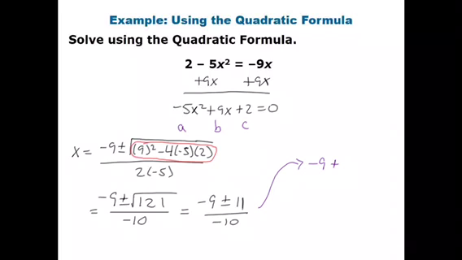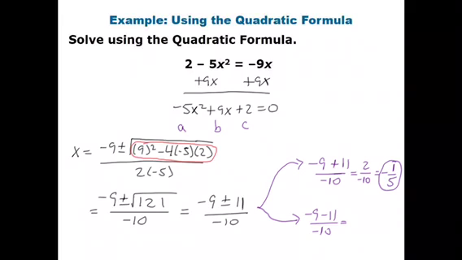Now I'll break it apart into my two equations. Negative 9 plus 11 over negative 10, and then I've got negative 9 minus 11 over negative 10. On the top, negative 9 plus 11 is a positive 2, so you've got 2 over negative 10. Well, that just simplifies down into negative 1/5. So x equals negative 1/5. On the bottom, you've got negative 9 minus 11 is negative 20, divided by negative 10, which is a positive 2.